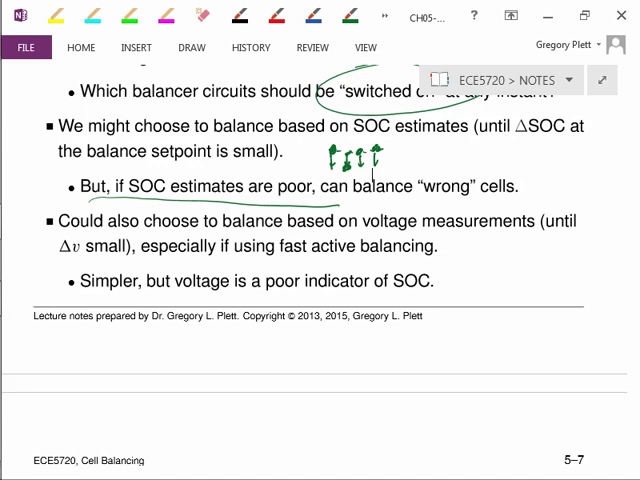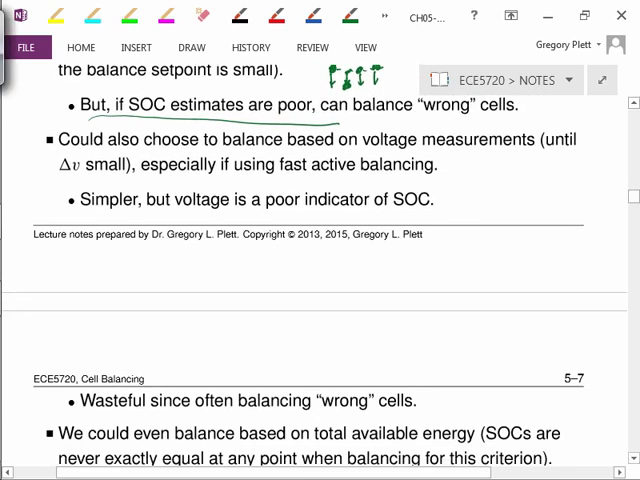Voltage, we've seen, though, is a poor indicator of state of charge. Just go back to the Tino method of estimating state of charge and realize it's not a very good indicator of state of charge. I might have different resistances. I might have different time constants in the cells or whatever. So if I balance a high voltage cell at this point in time, that might not be the right thing to do. It might just be a high resistance cell that I should have waited on and balanced a different cell instead.